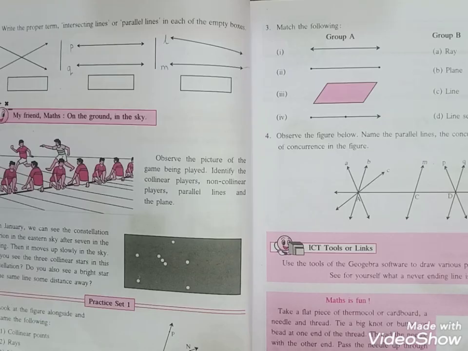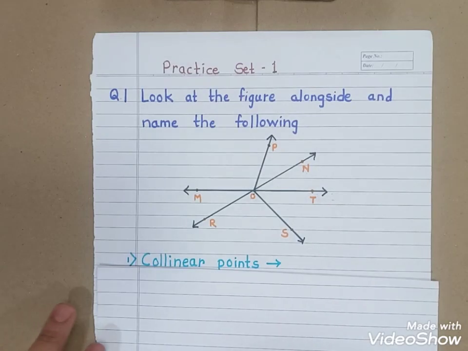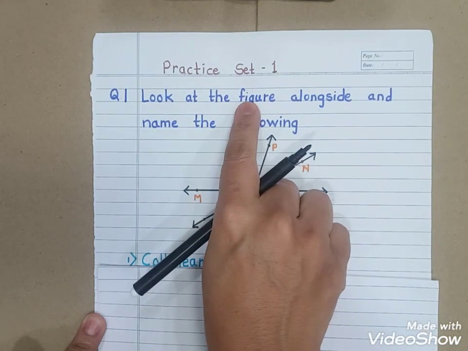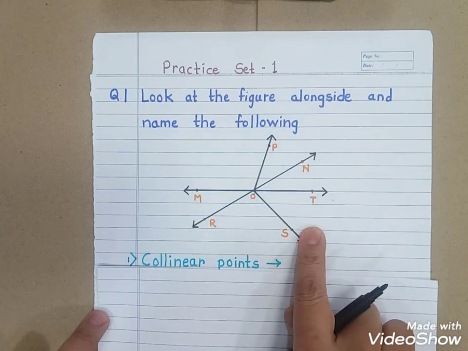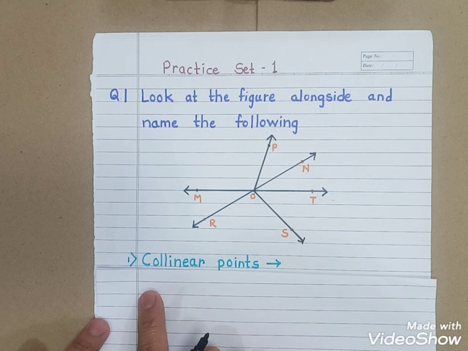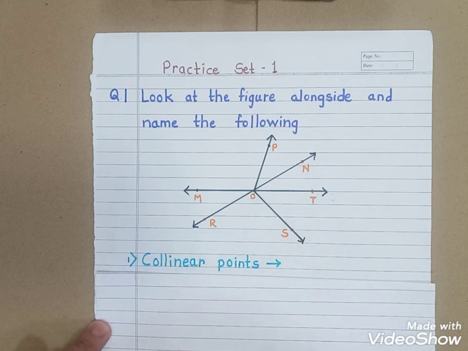Friends, we have learned the basic concepts in geometry. Now we are going to solve practice set 1. The first question is, look at the figure alongside and name the following. This is the figure. Now we are going to write the names of collinear points.